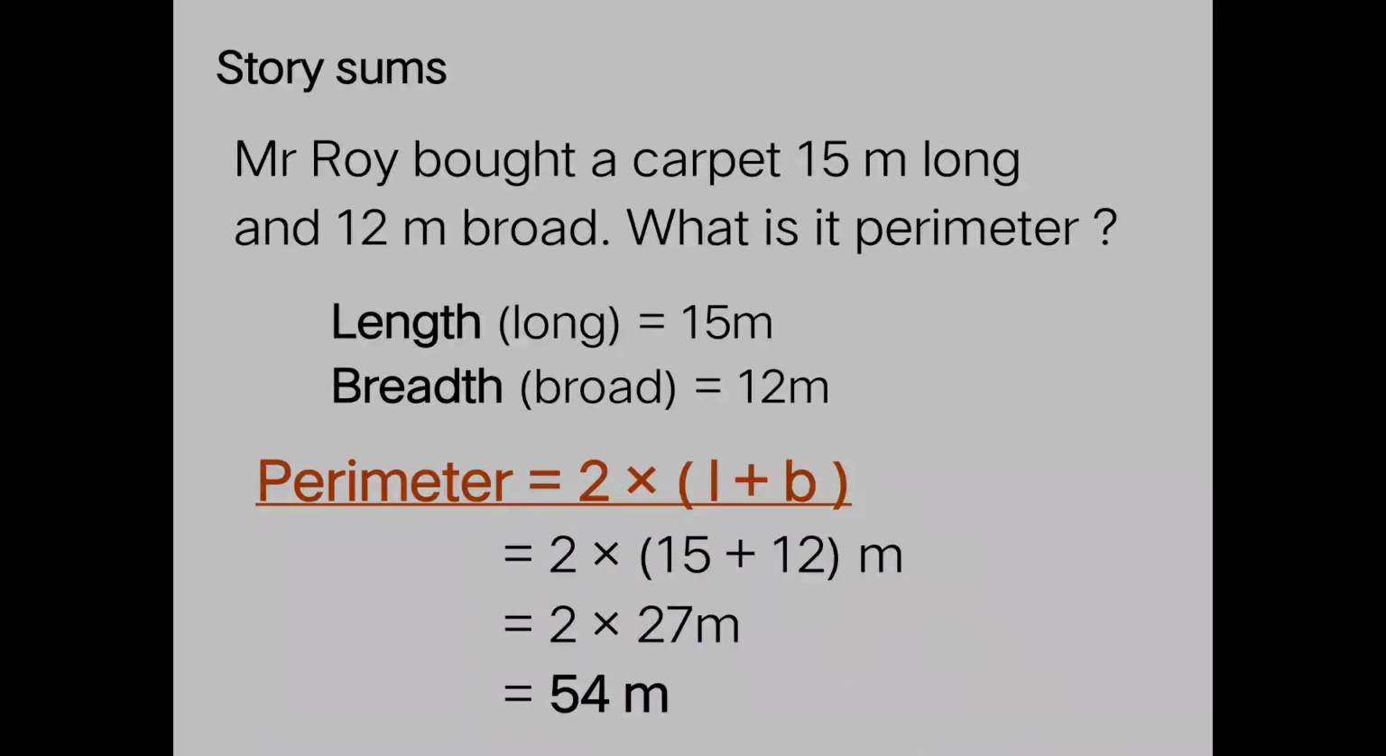Next, we are going to learn about story sums. Mr. Roy bought a carpet which is 15 meter long and 12 meter broad. What is its perimeter? Here they are asking us to find the perimeter. Perimeter means you have to add the outer sides of the area. The long which they have mentioned is the length, so the length is 15 meter, and the broad is the breadth, so the breadth is 12 meter.